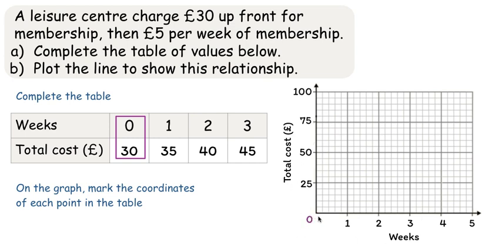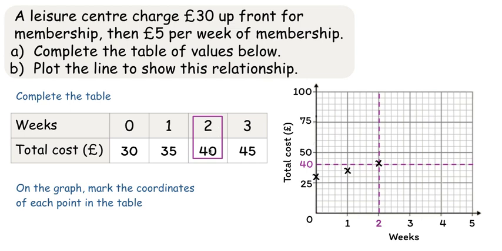So we read to 0 weeks on the x-axis, which is here, and then up to 30 on the y-axis, which is here. And so this is where we need to plot our first point. We can then do the same thing where the number of weeks is 1. So we read to 1 on the x-axis, which is here, and then this is when the total cost is 35. So we read to 35 on the y-axis, which is here. And then the point where these lines cross is where we need to plot the next point.